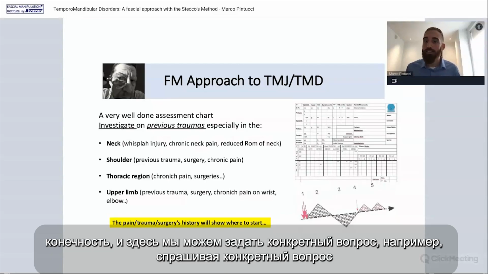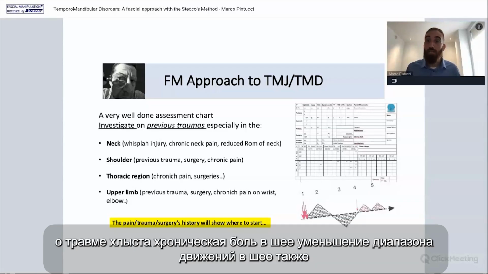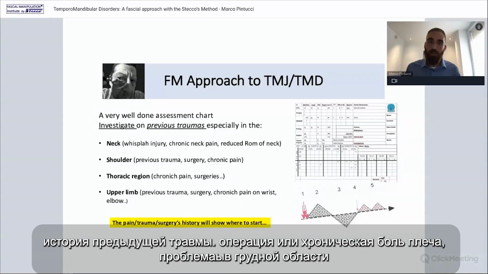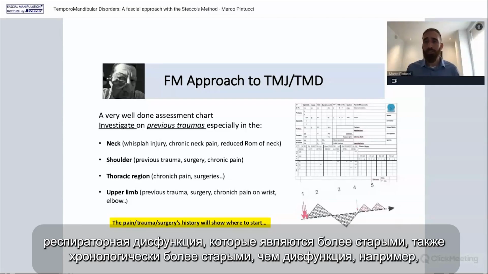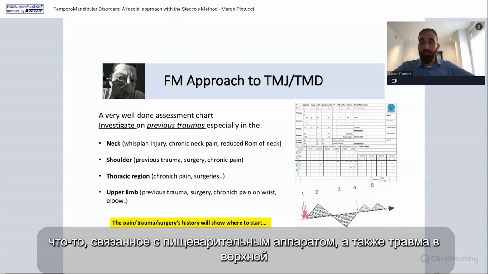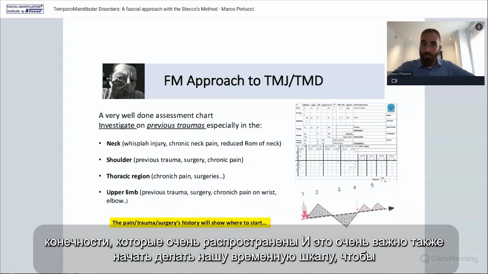And here we have to ask specific questions, for example, about whiplash injury, chronic neck pain, reduction of range of motion in the neck, and a history of previous trauma, surgery, or chronic pain in the shoulder. Also problems in the thoracic region, for example surgery or chronic pain, but even the presence of visual or respiratory dysfunction that is chronologically older than the TMJ dysfunction, or something related to the digestive apparatus, but also trauma in the upper limb, which is very common.